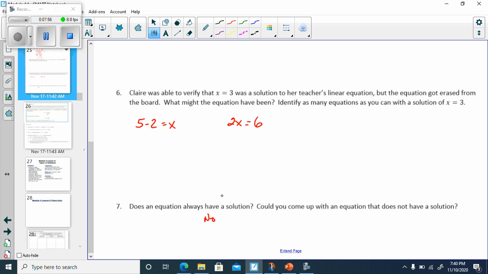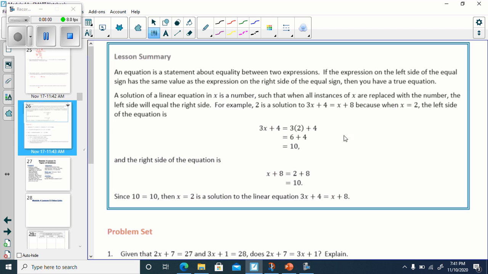Okay, now let's look into that a little bit. And we're going to look at this. Okay, this shows it to us right here. An equation is a statement about equality between two expressions. If the expression on the left of the equal sign has the same value as the expression on the right, then you have a true equation.